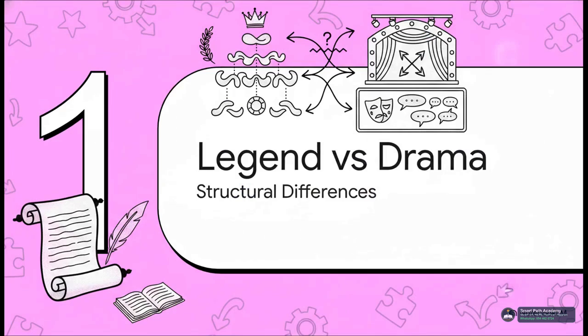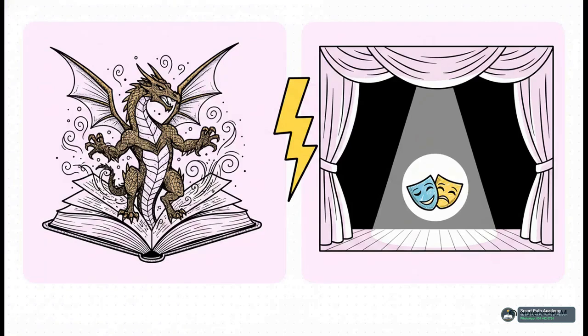Section 1. Legend versus drama. Let's look at the structural differences. So the absolutely crucial difference here really comes down to structure. Think about a legend. It's meant to be read. It uses narrative prose, which really just means the author is writing in complete sentences organized into paragraphs. Legends usually tie into history, they throw in a bit of exaggeration, and they focus heavily on heroes. It's the kind of story passed down over generations.